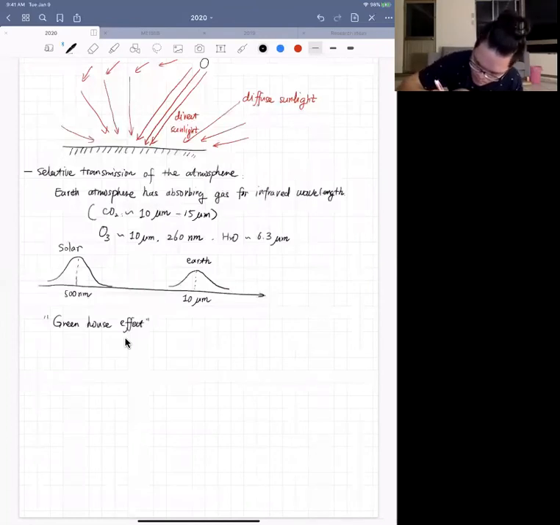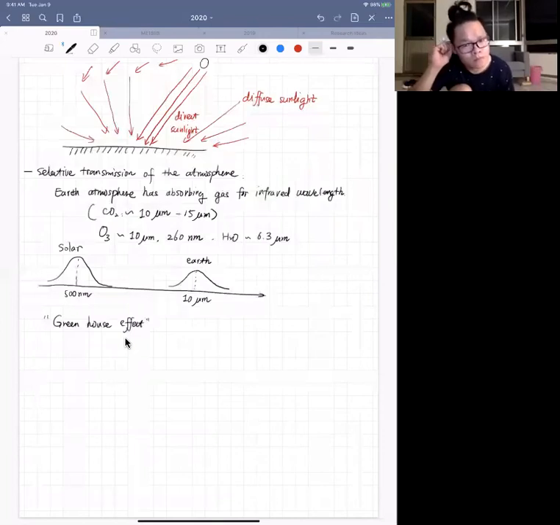So as you can see, we can also understand these effects from the perspective of thermal radiation. It's basically the radiative properties of the Earth's atmosphere that create this greenhouse effect.